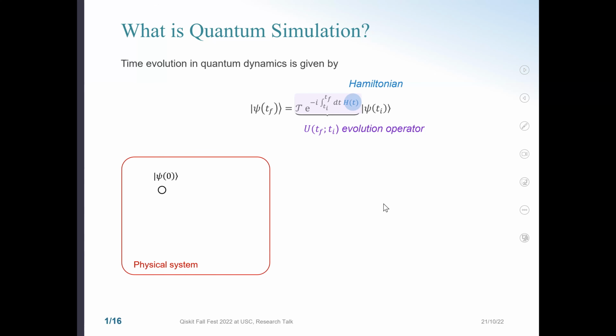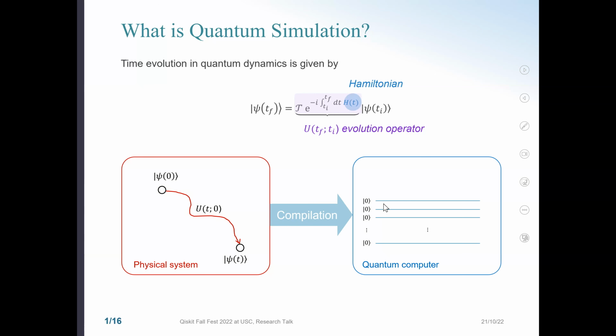So for a physical system, if we start with some initial state, and then after a unitary evolution, it will get to a final state. So this is a dynamical process. And what quantum simulation does is actually just a compilation or a mapping. If we do this on a quantum computer, we can encode the quantum state to the qubits.